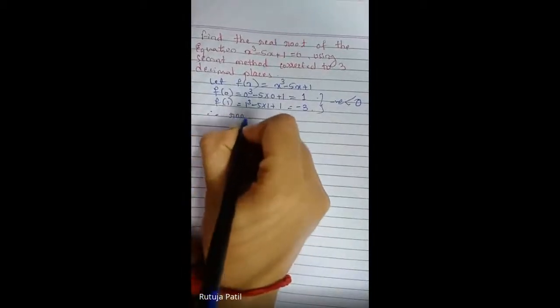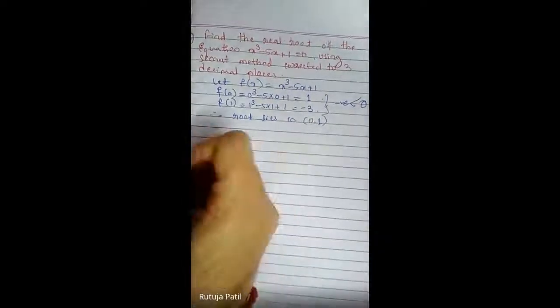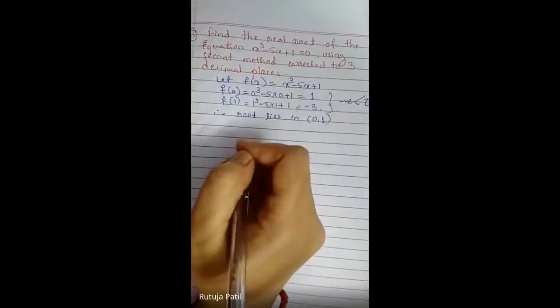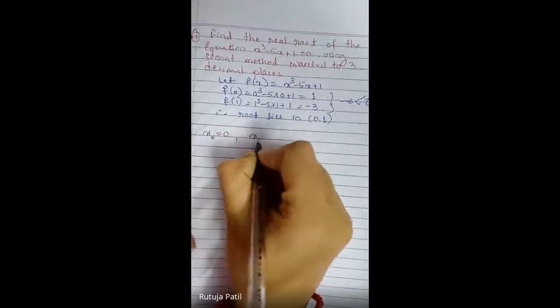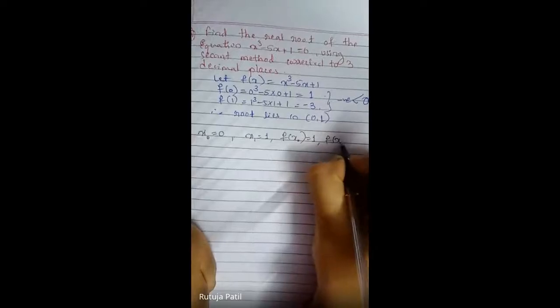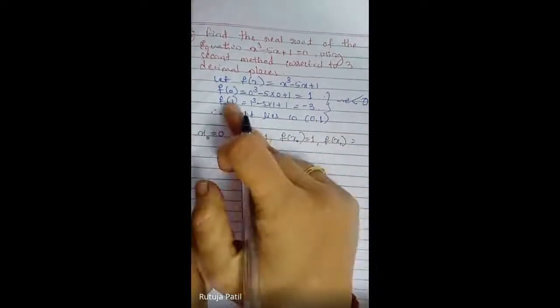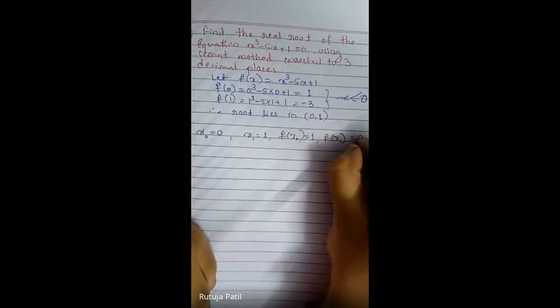Therefore the root lies where? In 0 comma 1. Okay, so by this we can take our x naught value as 0 and x1 value as 1. And we also know f of x naught. When we substituted x naught, 0, in this, we got 1. And when we substituted x1, that is 1, we got the value minus 3, right?